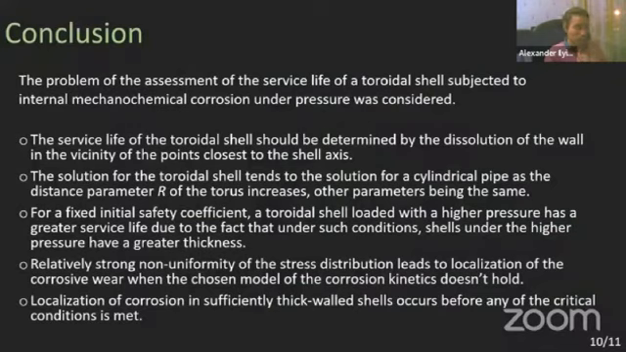Let's go to the conclusion. The service life of a toroidal shell should be determined by the dissolution of the wall in the vicinity of the points closest to the shell axis. The solution for the toroidal shell tends to the solution for a cylindrical pipe as the distance parameter R of the torus increases and other parameters are the same. It was observed that at a fixed initial safety coefficient, a toroidal shell loaded with a higher pressure has a greater service life due to the fact that under such conditions, shells under higher pressure have a greater thickness.